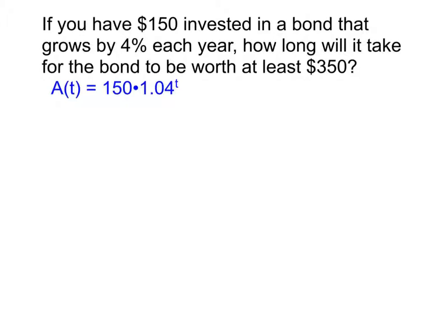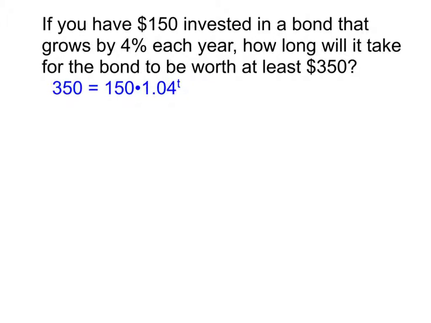But I now want to bring up something to you and make sure you're aware of this. Please do not write it like this. It is not 350 parentheses t, because this would mean 350 times t. But that's not what this means, remember. That means A of t, not A times t, A of t. In other words, the value of A at t. So we don't include the t there. It's just 350 equals 150 times 1.04 to the t.